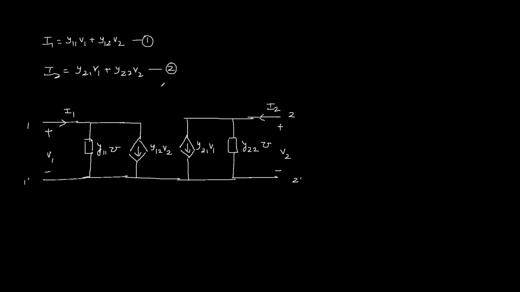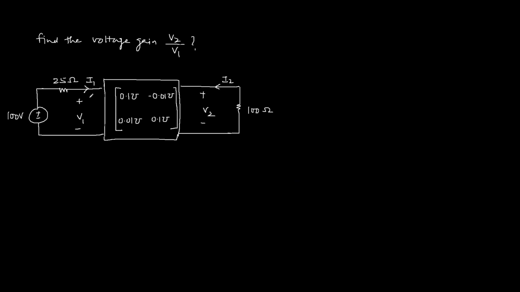Now let's see a few examples so that we can solve two-port circuits for Y parameter. For this two-port network, Y parameters are given, and this circuit is terminated at 100 ohm, and an external source with voltage 100 volt in series with resistance 25 ohm is connected at the input port, and we have to find out the voltage gain, that is V2 over V1. So let us write the equations for Y parameter.